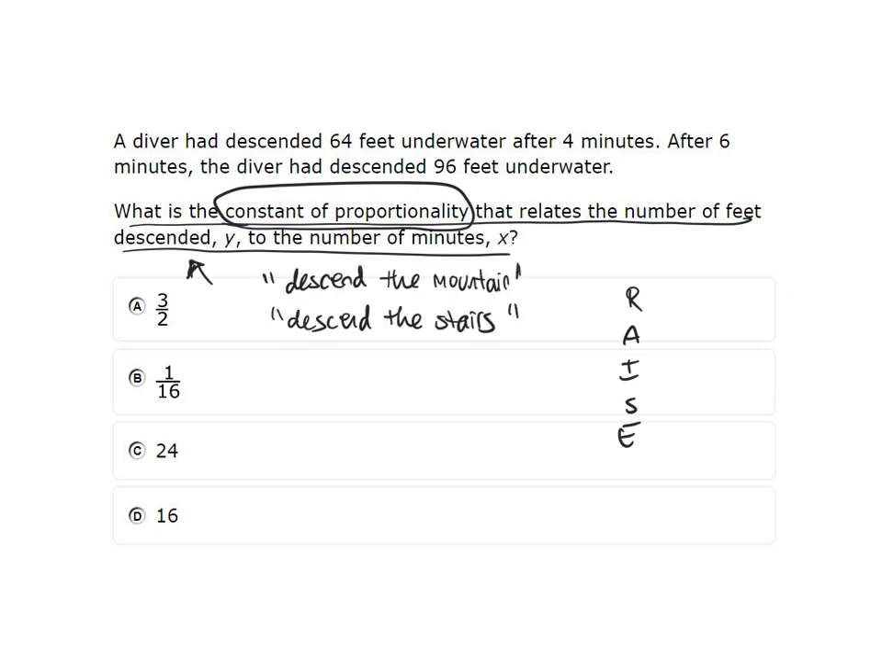Descended is not necessarily an academic word. You might say that you descend the mountain or you descend the stairs, but what that really means is that you are going down the mountain, you are going down the stairs, and in this case, the diver is going down underneath the sea, right? Okay, so we know what that means. We know our academic vocabulary word is constant of proportionality.